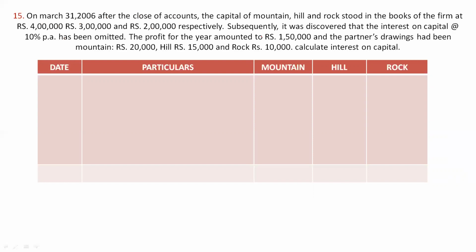Subsequently it was discovered that interest on capital at 10% per annum has been omitted. The profit for the year amounted to rupees 1,50,000 and the partners' drawings had been Mountain rupees 20,000, Hill rupees 15,000 and Rock rupees 10,000. Calculate interest on capital, right?